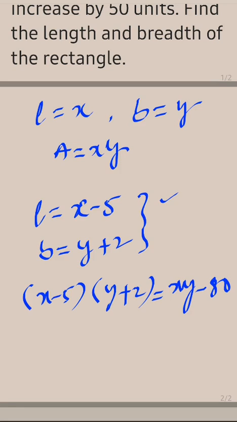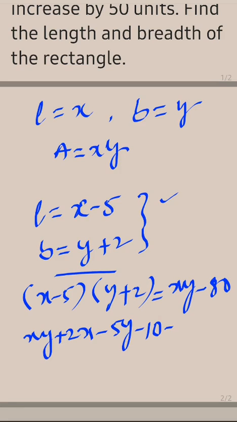By simplifying this equation, we will get one equation. So how to simplify this? We multiply these two: x into y, xy; x into 2, 2x; minus 5 into y, minus 5y; minus 5 into 2, minus 10. That equals xy minus 80.